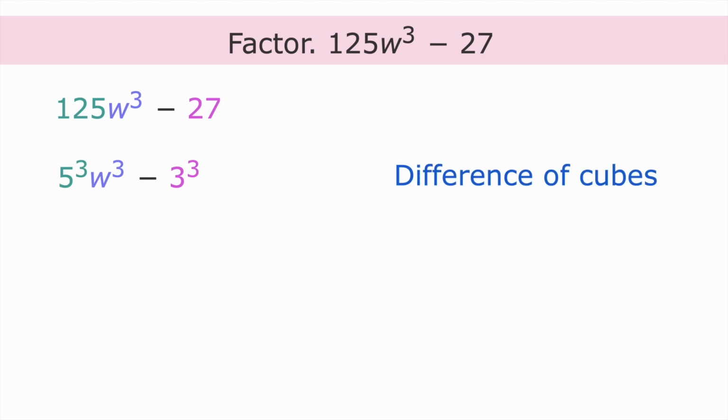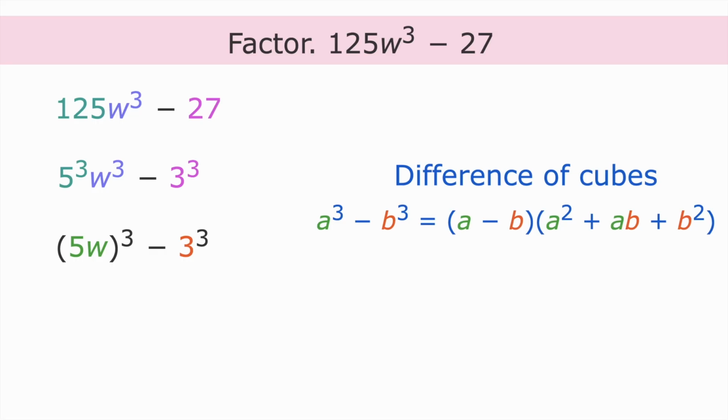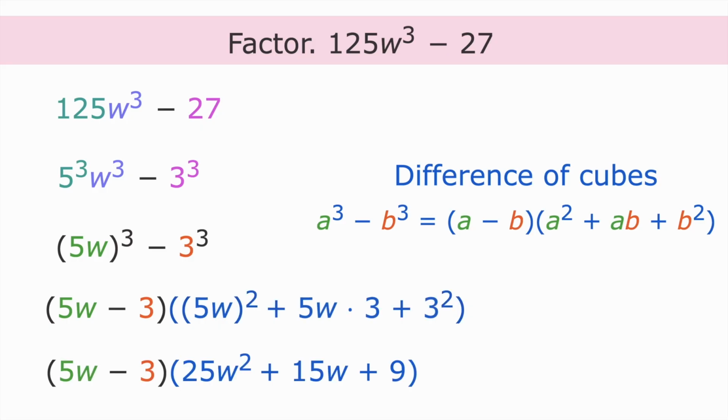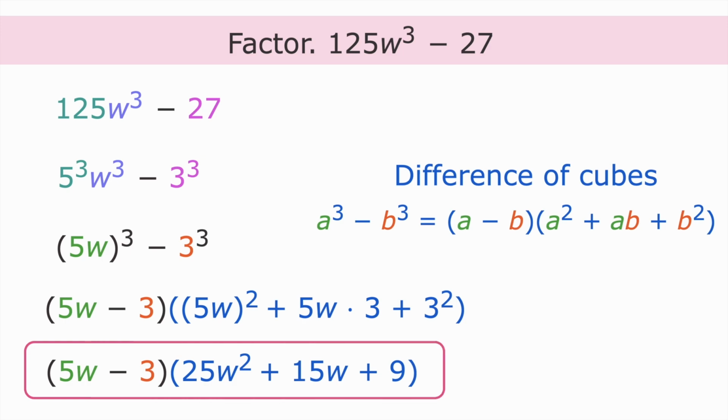Here's our last example. We'll factor the expression 125w cubed minus 27. You might notice that 125 is equal to 5 cubed, w is cubed, and 27 is equal to 3 cubed. This polynomial expression is following a pattern called difference of cubes. Difference of cubes can be factored using this formula. So let's start by rewriting our equation as 5w cubed minus 3 cubed. Okay, now we'll use the formula and get 5w minus 3 times 5w squared plus 5w times 3 plus 3 squared. Let's simplify that second set of parentheses to get 25w squared plus 15w plus 9. This doesn't factor any further, so this is our final answer.